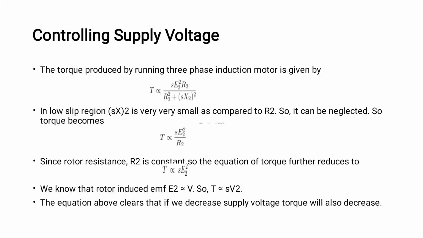From this equation we can understand that if we decrease the supply voltage, the torque will also decrease, but this will increase current in the motor, which will heat the motor and cause losses. And also T is proportional to the square of the voltage, so a large voltage change is required for changing the torque. By doing so, we can control the speed of the induction motor by this method.